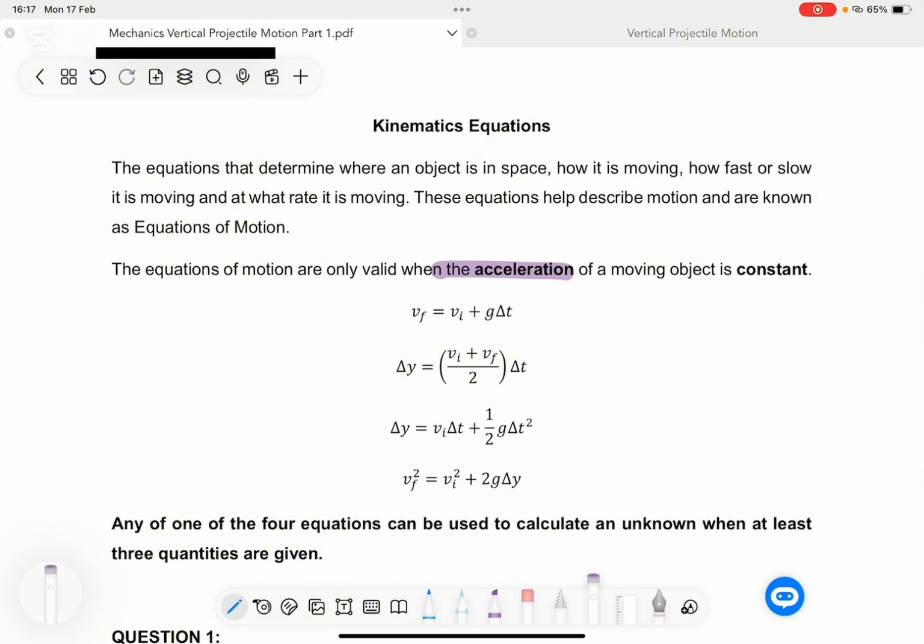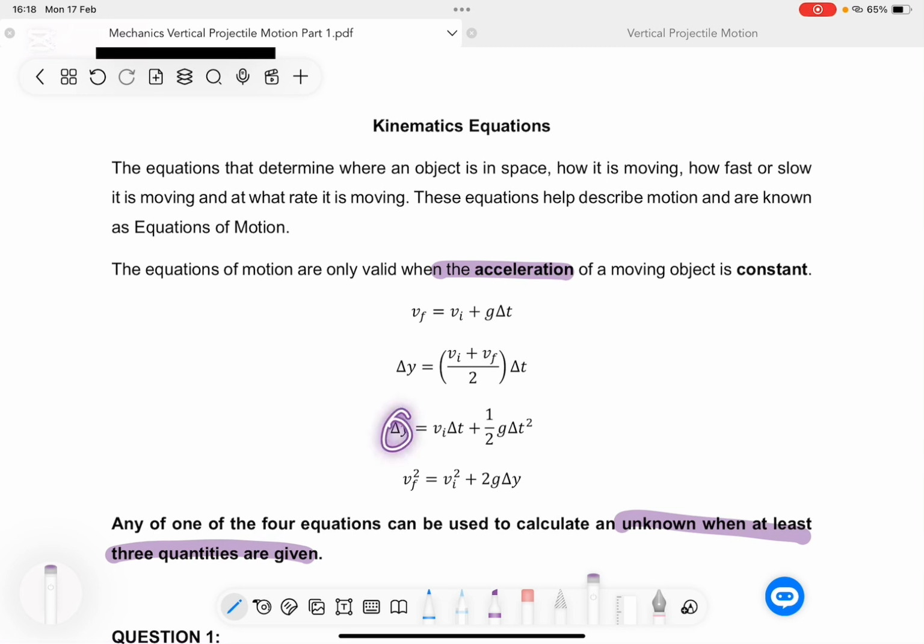The other tip that I may mention here is that these equations can be used anytime you have at least three known quantities. When you are given three things, you are able to solve using these equations. So for example, if I have the initial velocity, the acceleration, and time, then I can find the final velocity. If I have, let's say for instance, the displacement, the initial velocity and the time, I can use that to find the final velocity.